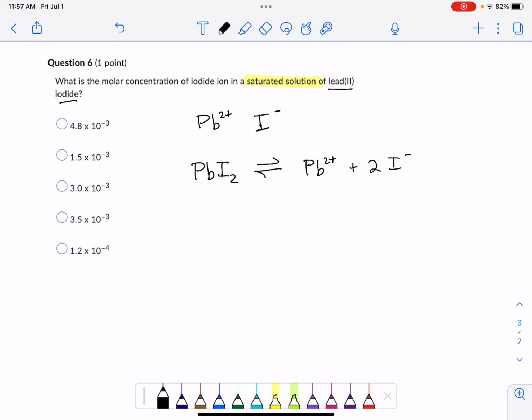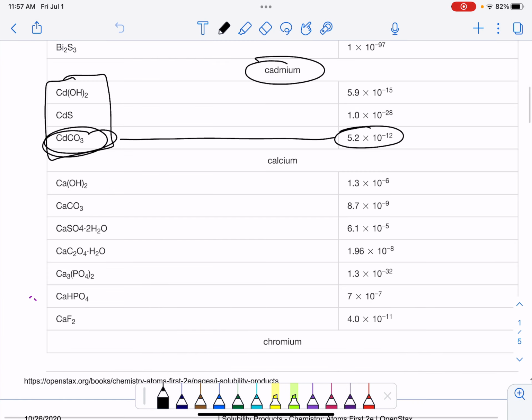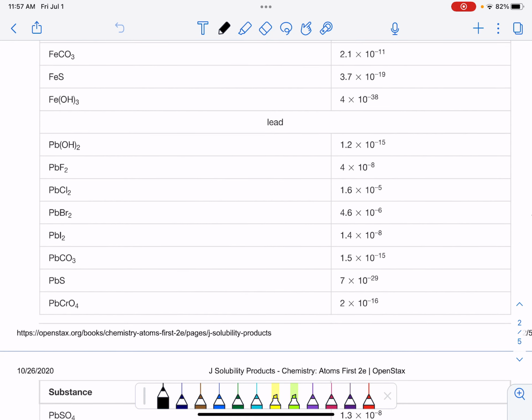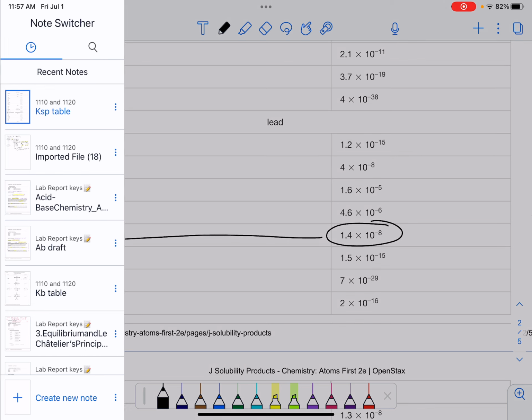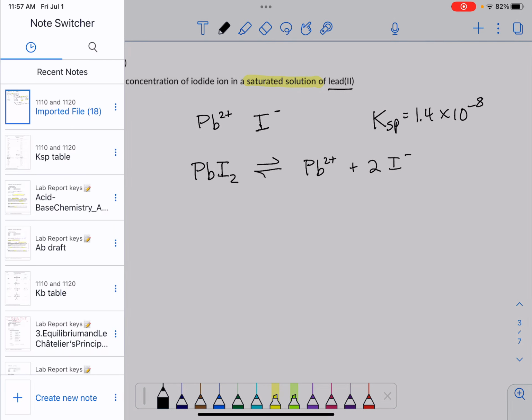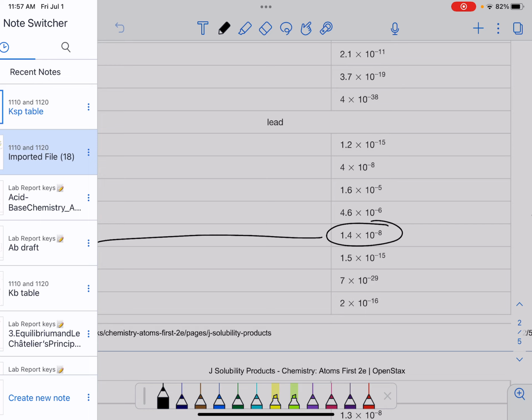Watch your stoichiometry. And one of the tricks up your sleeve is to actually look at the Ksp table, come down to lead, and there is my lead(II) iodide. My Ksp is 1.4 times 10 to the minus 8. And let me double check that. 1.4 times 10 to the minus 8 for lead(II) iodide. All right.